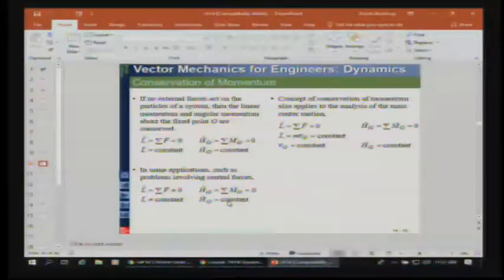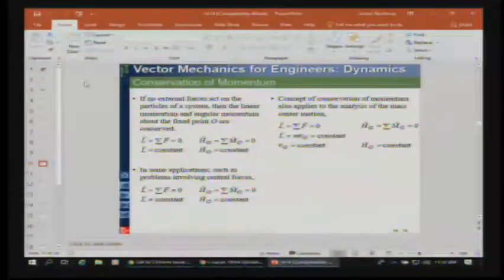And then in some applications, such as problems involving central forces, we have that as a given. And so then the concept of conservation of momentum also applies to the analysis of the mass center. So if we find that mass center, we are golden. So if we take everything about the mass center and sum about the mass center, then we have sort of a concordance of a way to view everything. All right? So that is not the only way that you can look at it. It's just a way you can look at it that will help you minimize the dross that's going on in other ways.